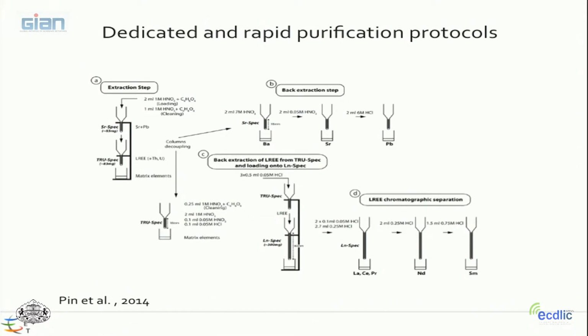There are specific chemistries which are used for the different elements. This one is a specific chemistry for strontium and neodymium. I put my sample in 2 columns which are stacked one on the other. This one is trapping strontium. This one is trapping rare earth elements. Then I unstack them and put them in a separate place. Strontium here. Then I continue to put some acid until I consider that the strontium was purified. Then I add water. I get strontium.